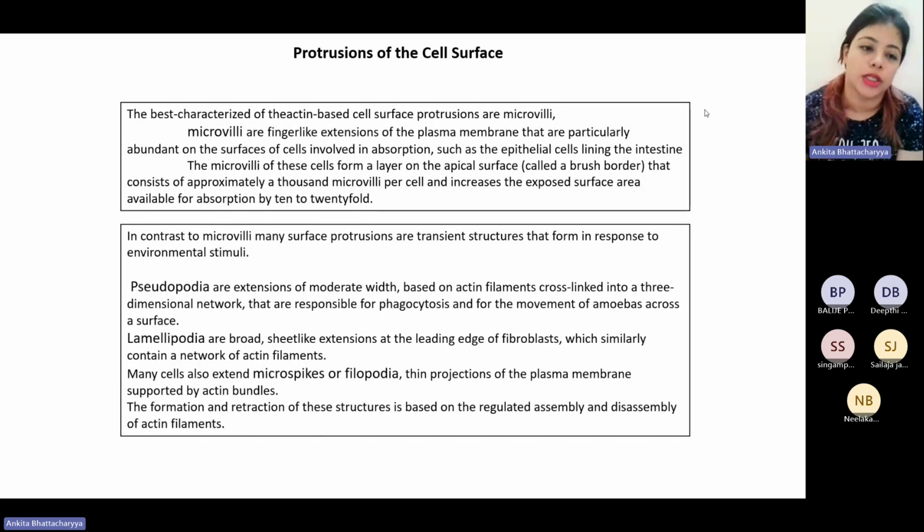Many cells also have filopodia, which are microspikes, and these are much thinner projections of the plasma membrane, which are supported by actin bundles. And the extension and retraction of these structures is based on how the actin filament is getting assembled or disassembled at that particular region, and that is what we understood by the process of treadmilling as well. So we looked at majorly four structures. Just to revise it again, we saw microvilli, pseudopodia, lamellopodia, and filopodia. So these are the four major actin-based protrusions that are present on the cell surface.